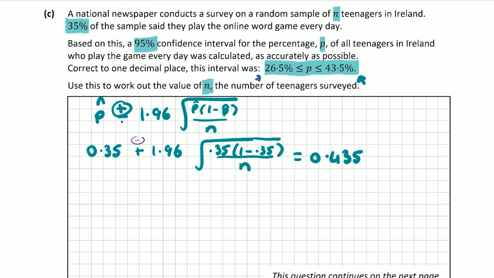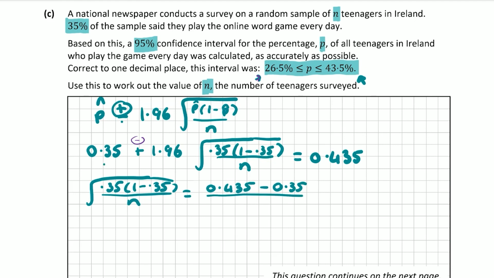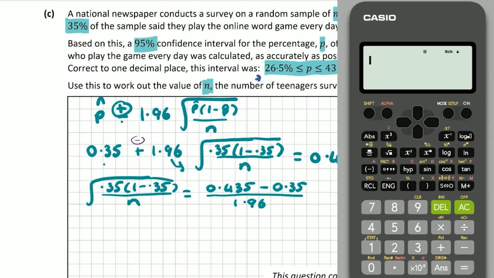So let's start working this out here. I'm going to leave my 0.35 by 1 minus 0.35 over N on this side and let it equal 0.435 minus 0.35. I'm bringing this over here and dividing that by 1.96. So I'm bringing this over to the other side as well. So now let's just work out what's on the right hand side. I have 0.435 minus 0.35 over 1.96, and I'm going to leave that as 17 over 392 for a minute.